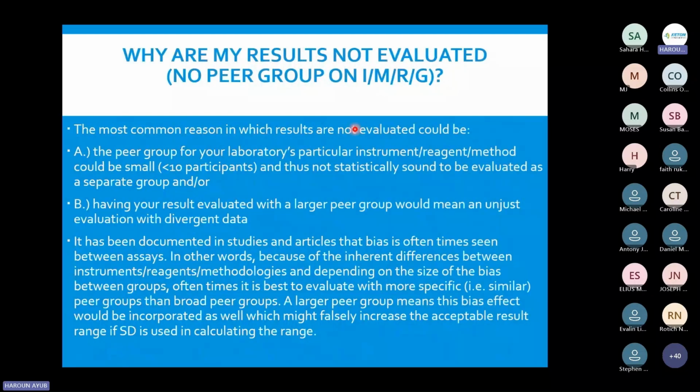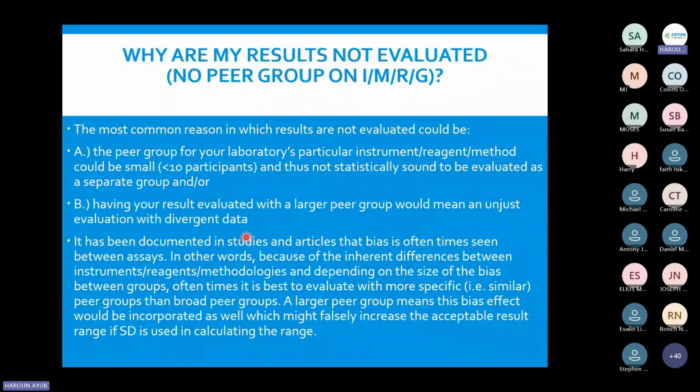If you're not evaluated in a peer grouping, either I, M, R, or G, usually for most peer groups you need to have at least 5 participants. Some statistics or reports will require 10, but usually the baseline is 5. If you don't have any peer grouping meeting 5, you'll be truncated to the next grouping. Then having your results evaluated with a larger peer group would mean an adjusted evaluation.